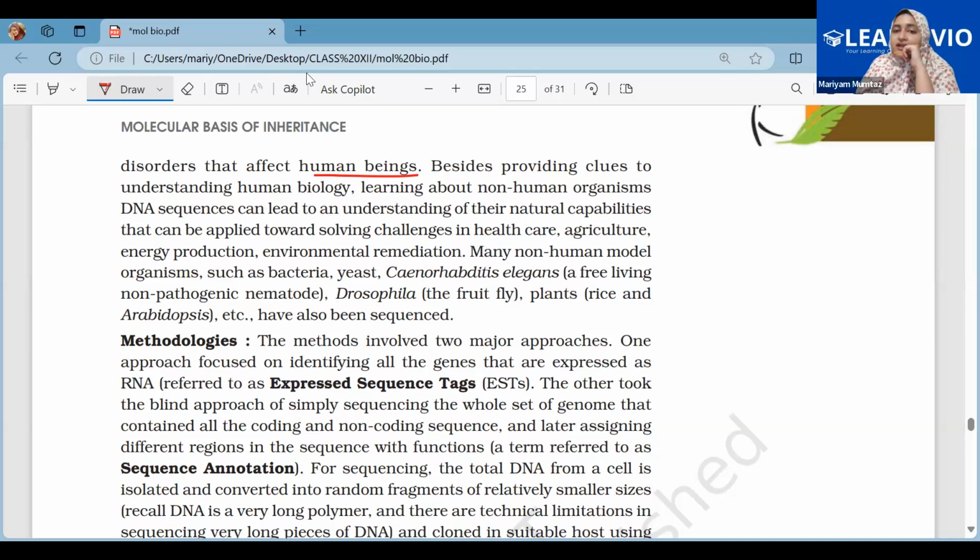Now, besides providing clues to understanding human biology, learning about non-human organisms' DNA sequences can lead to an understanding of their natural capabilities that can be applied towards solving challenges in healthcare, agriculture, energy production, environmental remediation, all of the above.